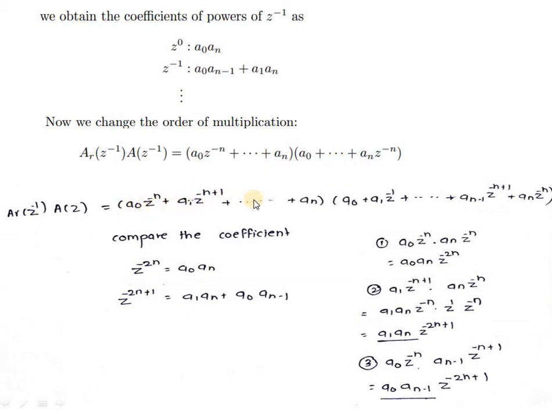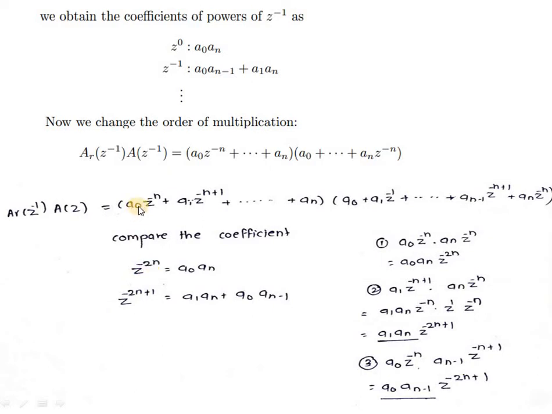Here we take the simplified form of the above polynomial. From this we have to multiply this bracket with this bracket, and compare the coefficients. We have to compare the coefficient of z raised to minus 2n, z raised to minus 2n plus 1, and likewise. First compare the coefficient of z raised to minus 2n.